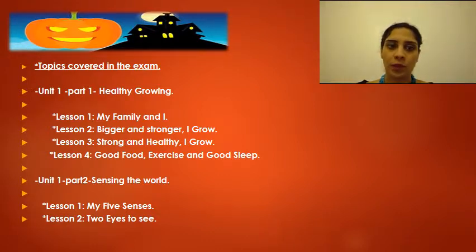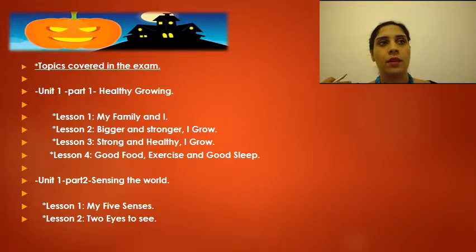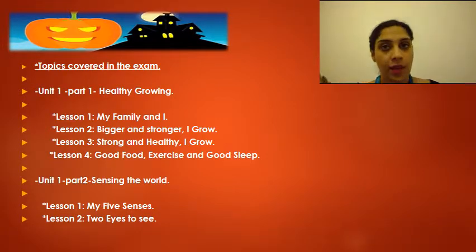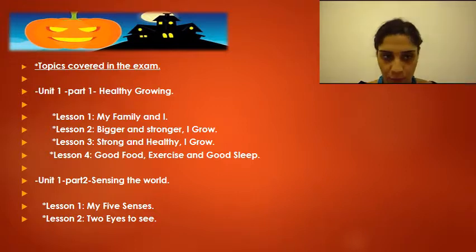Unit 1, Part 1, Healthy Growing. It includes My Family and I, Bigger and Stronger I Grow, Stronger and Healthy I Grow, Good Food, Exercise, and Good Sleep. All of these lessons we've covered this semester include how we look after our body, how to make our body stronger and healthy, what's safe and unsafe, and so on.